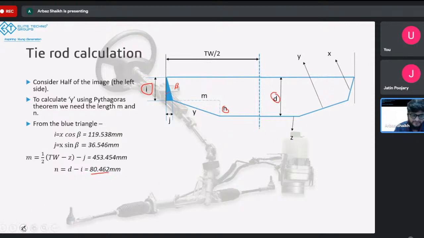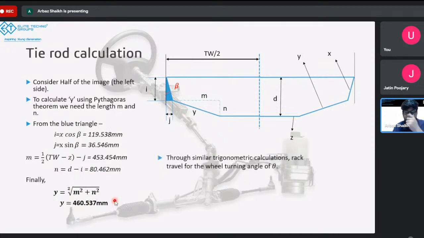Now once again, going back to our aim that we had previously, which is the value of y. We want to calculate the value of y. To calculate the value of y, again, we'll simply use Pythagoras theorem, where y is equal to under root m square plus n square. And with that, we get the value of y to be 460.53 mm. So this is the tie rod length that we have gotten.